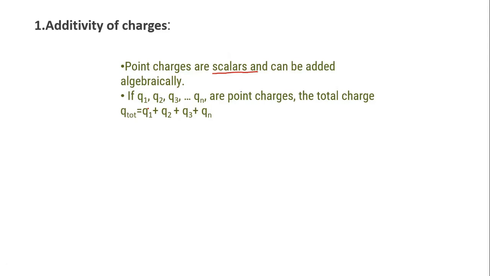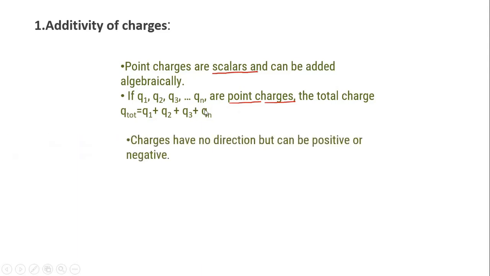What is meant by added algebraically? If your body has a number of charges Q1, Q2, Q3 which are point charges, we will always be referring to point charges because their dimensions are very, very small or negligible. So the total charge on the body will become Q1 plus Q2 plus Q3 plus up to Qn. Charges have no direction but can be positive or negative.